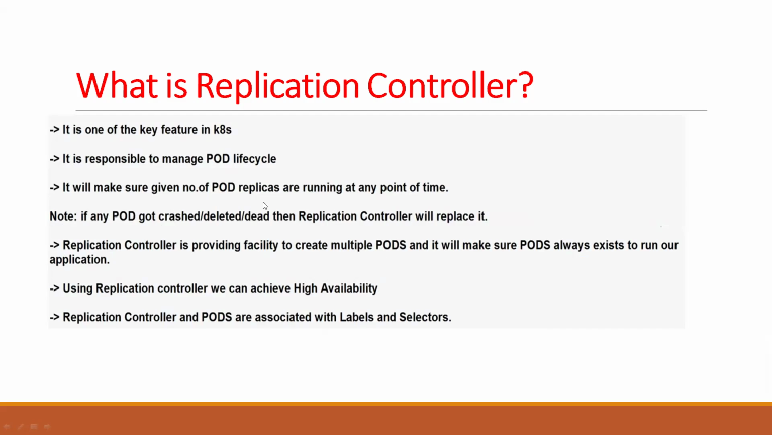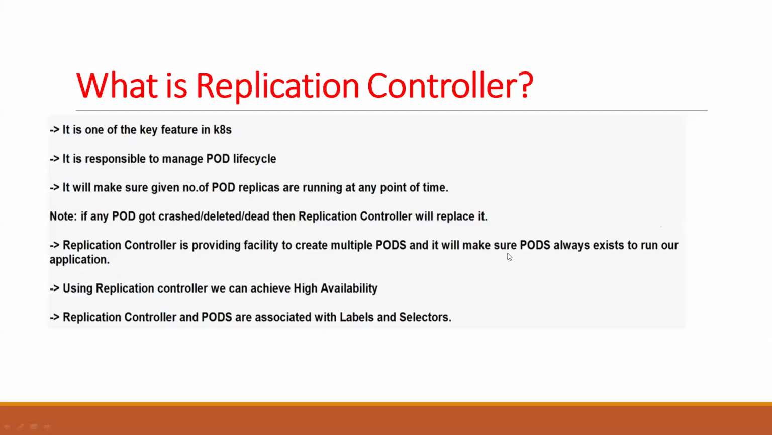It is one of the key features in Kubernetes. It is responsible for managing the pods' lifecycle. It will make sure the given number of pod replicas are running at any point of time. If any pod crashes, is deleted, or dead, then the replication controller will replace it. The replication controller provides the facility to create multiple pods, and it will make sure pods always exist to run our application. Using the replication controller, we can achieve high availability.